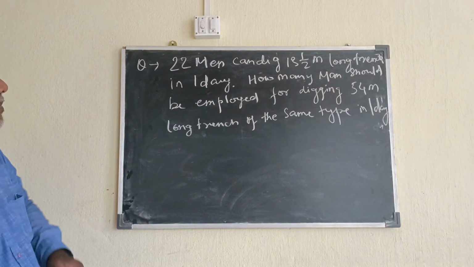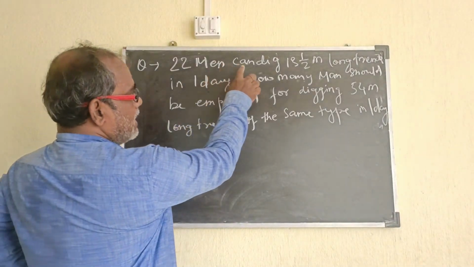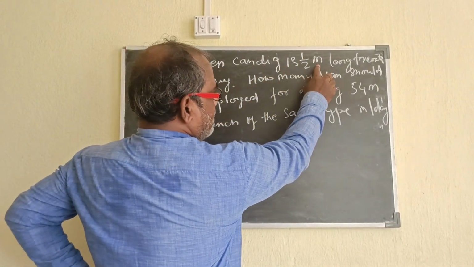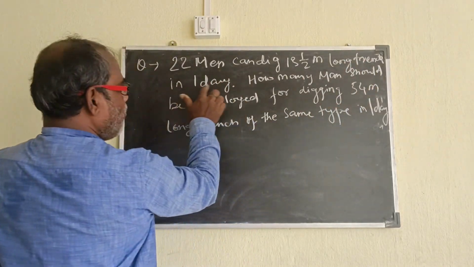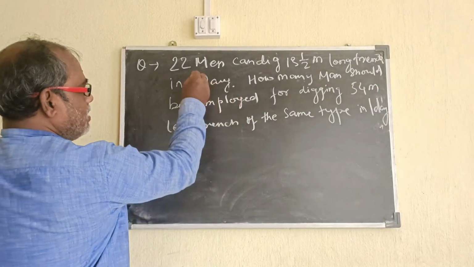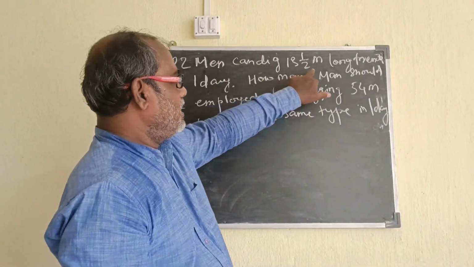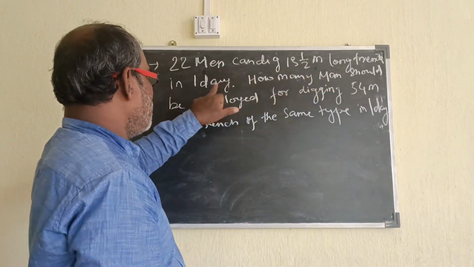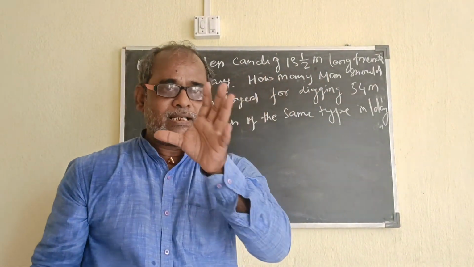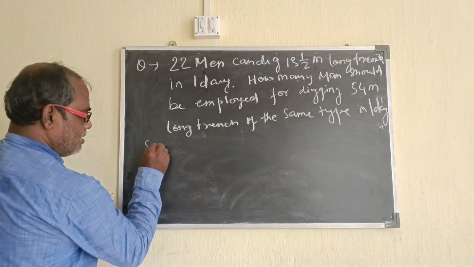What will be written in the statement? 22 men can dig a 13 1/2 meter long trench in 1 day. So here we are getting 3 relations: number 1, men; number 2, the long trench being dug; number 3, number of days. So let us write it in a chart.